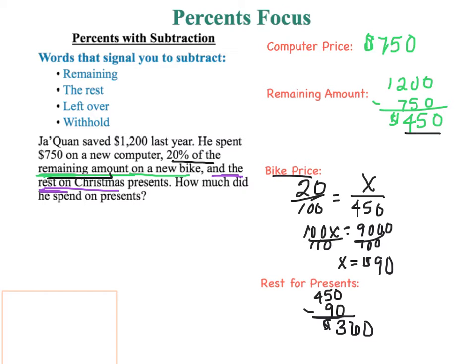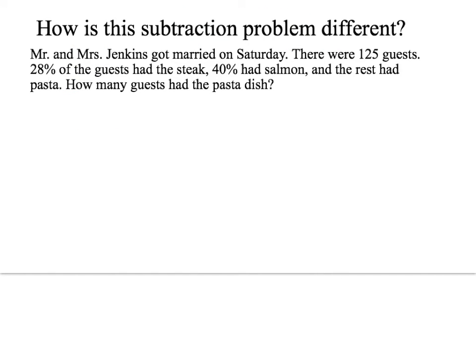So we took it step by step, one item at a time, and each percent or subtraction word at a time. All right, this is our last one together. Try and think as we go through this, how is this subtraction problem different than the one we just did? Mr. and Mrs. Jenkins got married on Saturday. There were 125 guests. 28% of the guests had steak, 40% had salmon, and the rest had pasta. How many guests had the pasta dish?